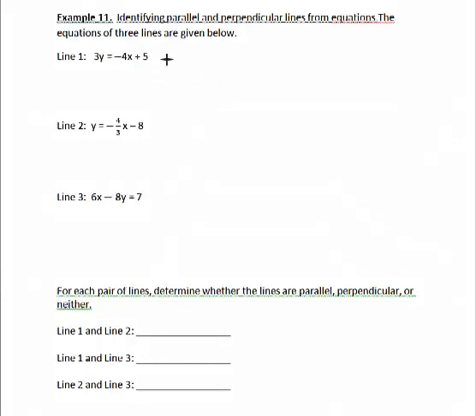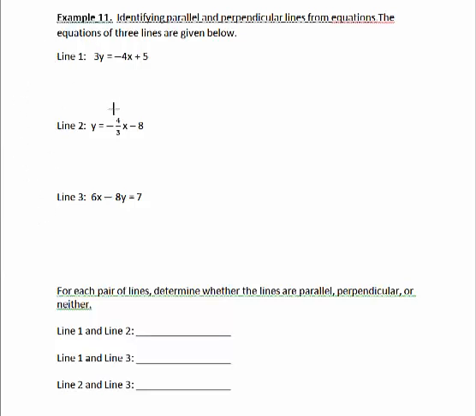Example 11. Identifying parallel and perpendicular lines from equations. The equations of 3 lines are given below. And then at the bottom it says, for each pair of lines, determine whether the lines are parallel, perpendicular, or neither. So, we want to know the slopes. That's the only way to figure out whether they're parallel, perpendicular, or neither. We need the slope of each of these three lines.